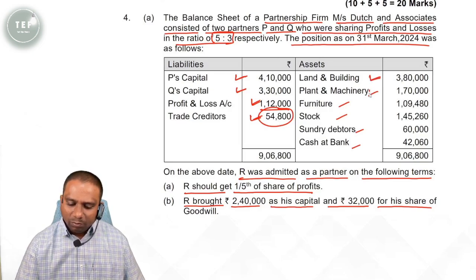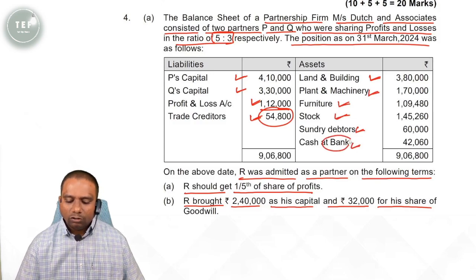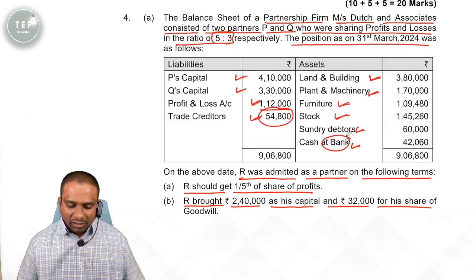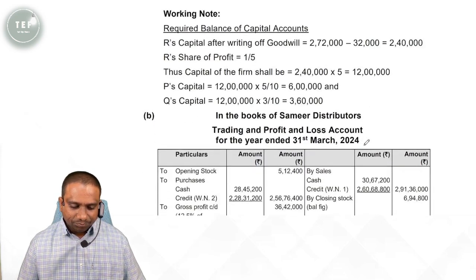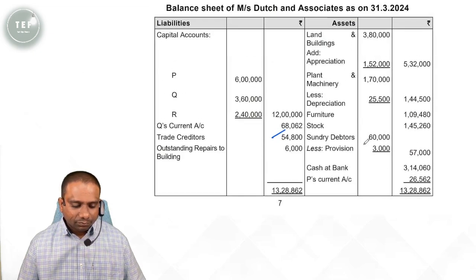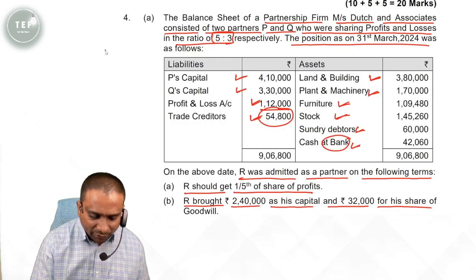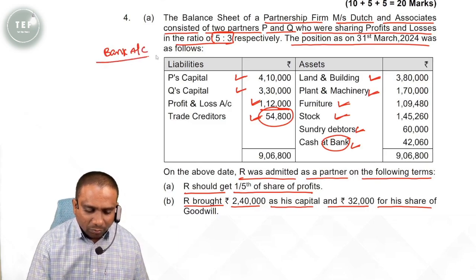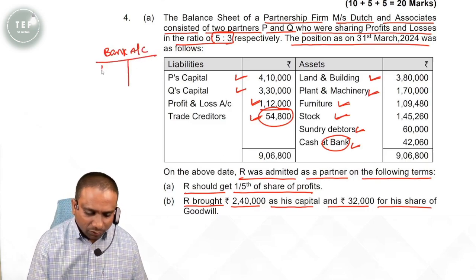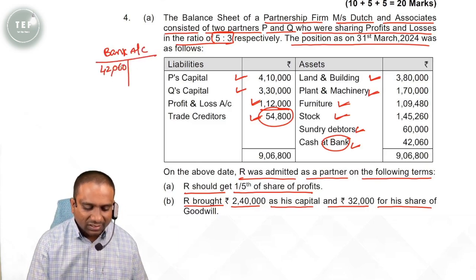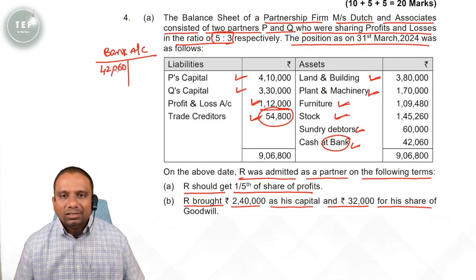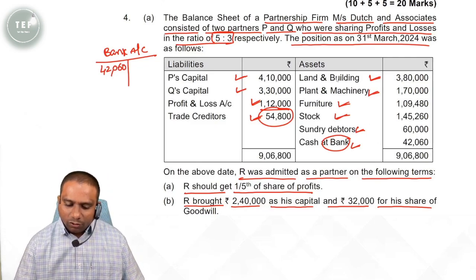Next, come to the asset side: land and building, plant and machinery, furniture, stock, debtors, cash at bank. Bank account we open separately. Here I will open bank account. You people better open bank account, students. So bank balance how much? 42,060. Next one, write down all the assets.